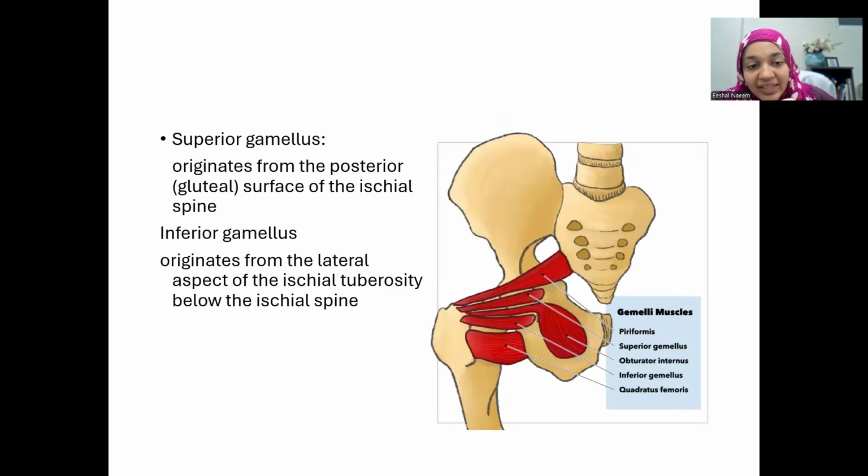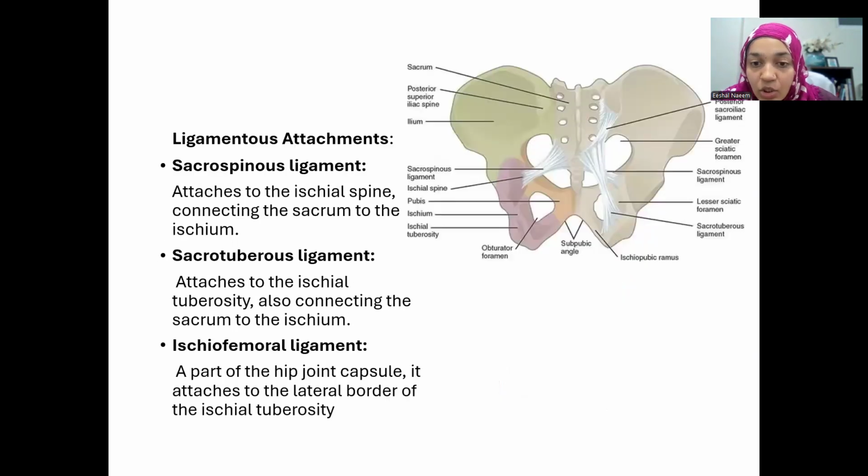Now, I told you that the obturator internus combines with the superior gemellus above and the inferior gemellus below to insert into the lesser trochanter. Where are they coming off from? The superior gemellus originates from the posterior gluteal surface of the ischial spine. So the ischial spine has these two dots, right? These two dots are for the gemellus. The superior gemellus comes off from the posterior gluteal surface of the ischial spine, and the inferior gemellus comes off from the lateral aspect of the ischial tuberosity below the ischial spine. So these two gemelli come with the obturator internus to insert into the lesser trochanter.